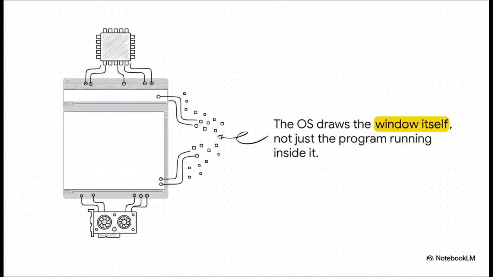The operating system is doing two jobs here. It's running the application inside that window, sure, but it's also the one telling the graphics card exactly which pixels on the screen need to light up to draw the border, the title bar, and the scroll bars. It's managing the very hardware that creates the view you're looking at right now.